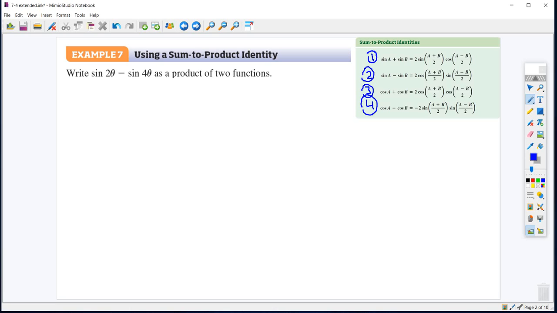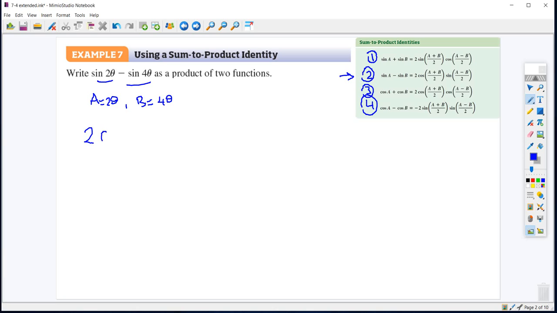The first question says sine 2 theta minus sine 4 theta. If we look at the formulas, we just match what we are given with one of these four. Since it is sine minus sine, that's going to be number 2, where A is 2 theta and B is 4 theta. The formula says it is equal to 2 cosine of (A plus B) over 2 times sine of (A minus B) over 2. So what we will do is just follow the formula.